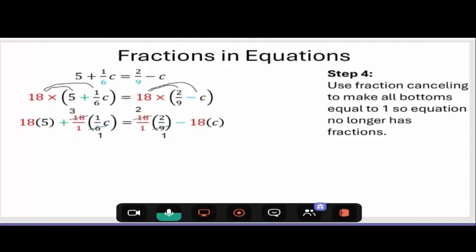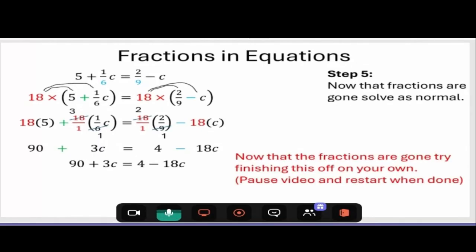All right, clean up the mess. 18 times 5. Might have to go off to the side and work that out, but it turns out to be 90. In this piece here, 3 times 1 times C is just 3C. Because the bottom is 1, we don't bother to write it. Again, in this piece, the bottom is 1, so we're not going to bother to write it. The top is 2 times 2, 4. And then minus 18 times C, we just write as 18C. So there is the equation. This ugly thing with the 1/6 and the 2/9 now has become a nice simple equation with no fractions in it at all.